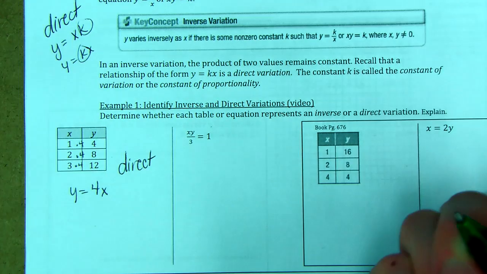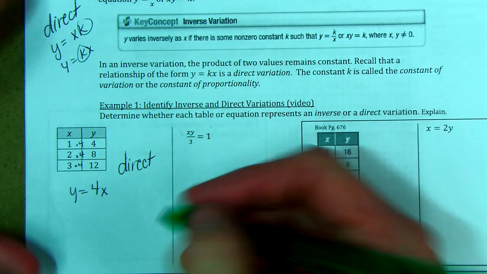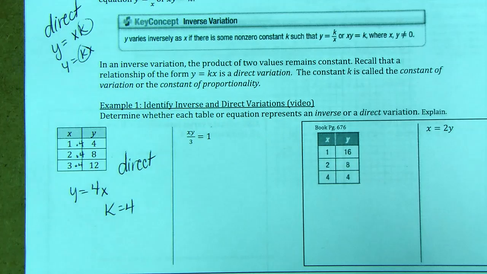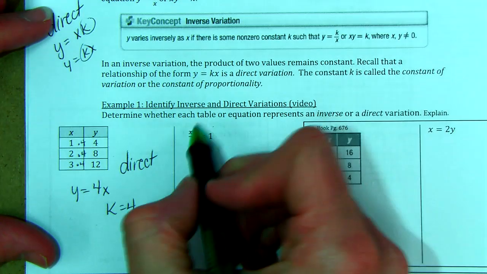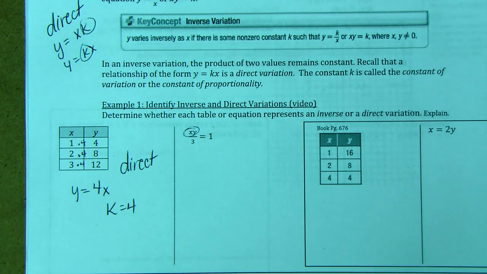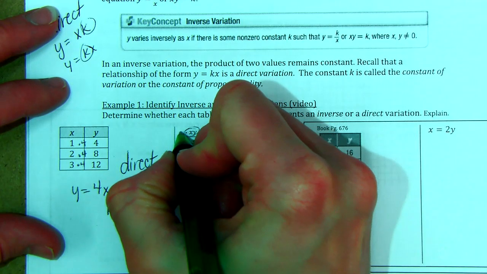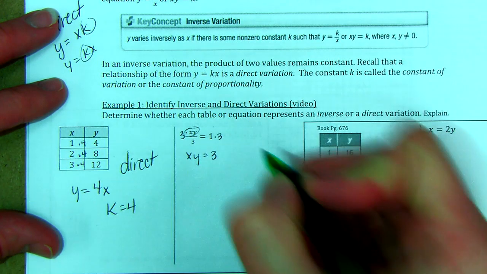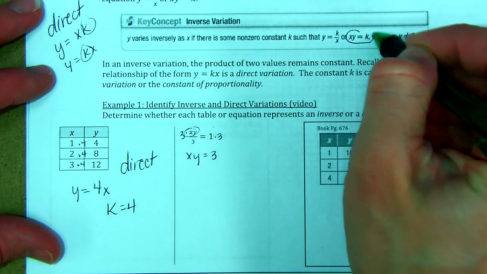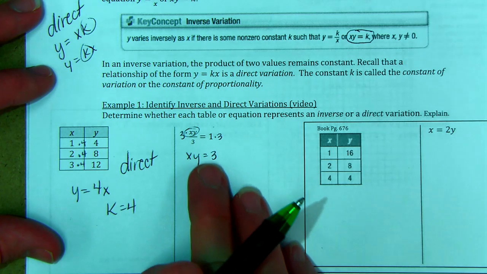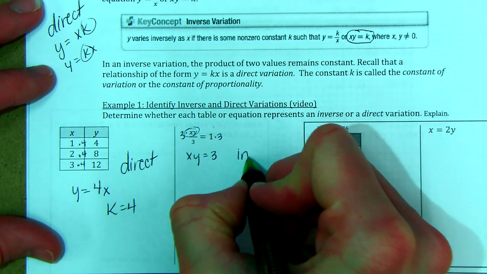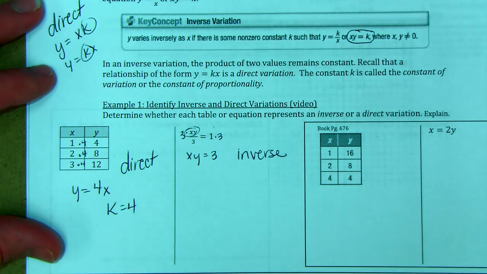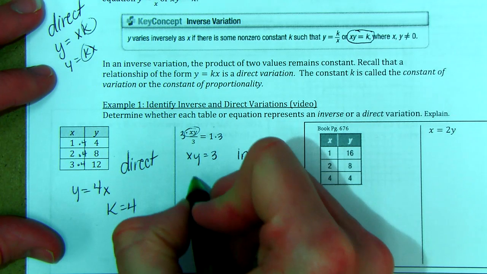All right, take a look at this one right here. My first indication is that I'm taking x times y. So if I were to multiply by 3 on both sides, I get x times y equals 3. That is my formula right here. So this is an inverse relationship, and I could say that k, my constant, is 3. So x and y are related such that when I multiply them together, they're always going to get me 3.